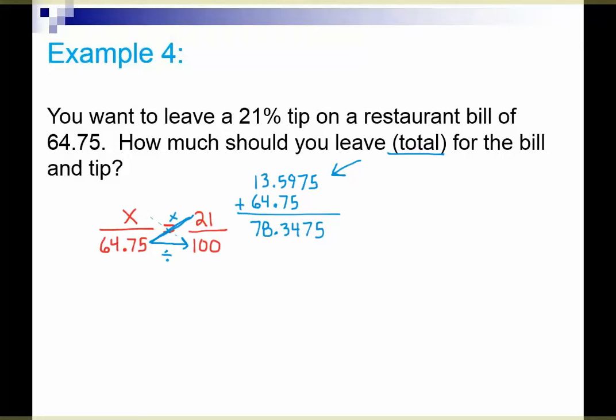Since it's money, we can round it to the nearest penny. We're looking at the 4, and we're going to focus on the 7. The 7 is going to make the 4 go up to a 5. So we're talking about $78.35 for bill and tip total. So hopefully you got that.